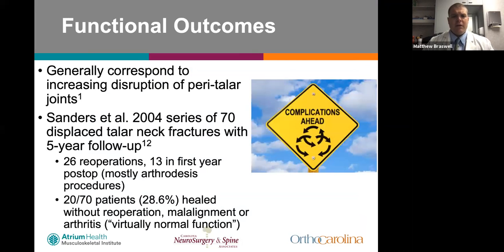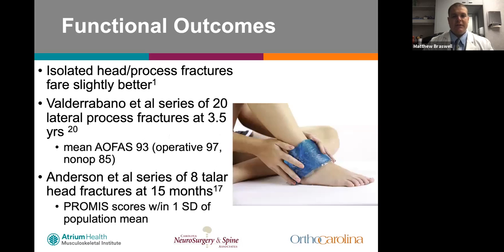For functional outcomes, generally these correspond to how much peritalar joint involvement there is. Sanders had a series of 70 talar neck fractures, and 26 of these were reoperated on, mostly for arthrodesis procedures, and only 20 healed without any reoperation or malalignment and with normal function. So these can be difficult injuries, especially the talar neck. Isolated head and process fractures usually do better.